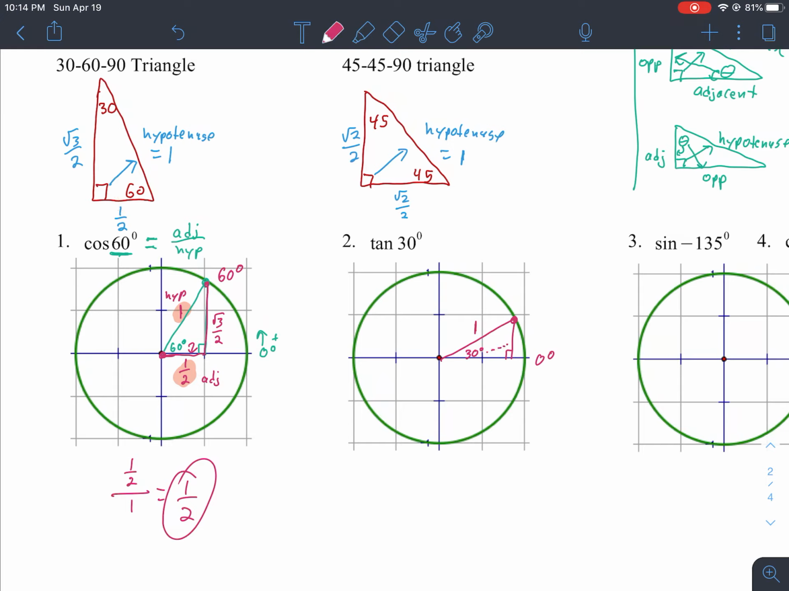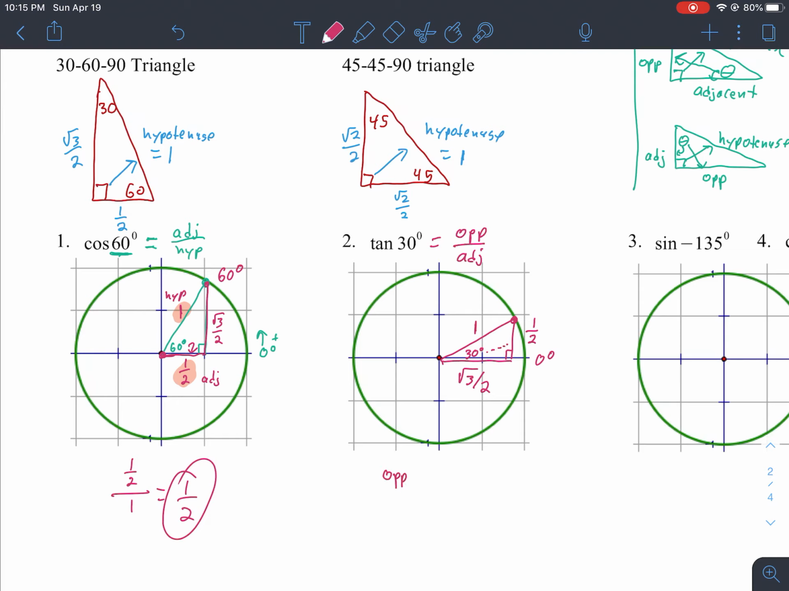So I'm going to put in that side length. That's a half. And this bottom side, the side adjacent to 30, that's right there, is square root of 3 over 2. All right, the tangent ratio. Tangent is the opposite side over the adjacent side. That is the tangent ratio. It's called tangent, and I don't know why.